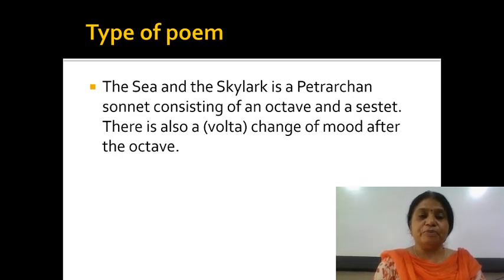So the thought process of the poet ceases at a certain point in the poem, and another thought process starts. So here what happens? First he was describing the motions of the waves, then he described the beautiful melodious voice of the skylark, but suddenly he becomes sad. Now that sudden change of mood after the octave is called volta.